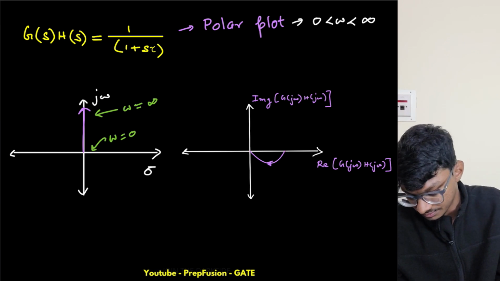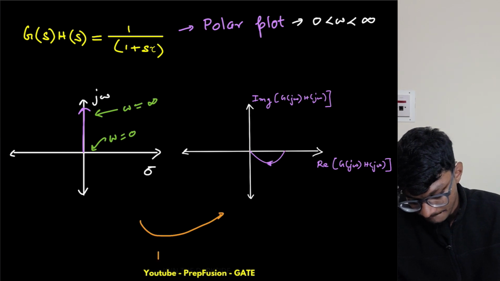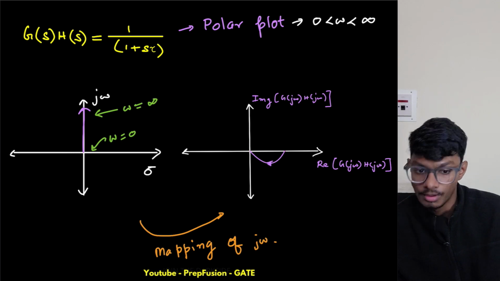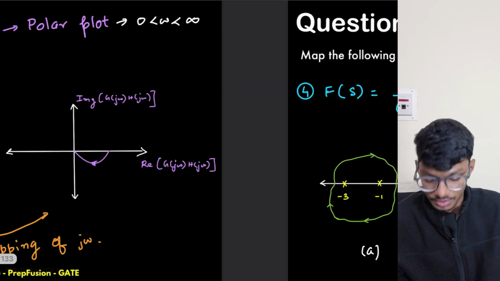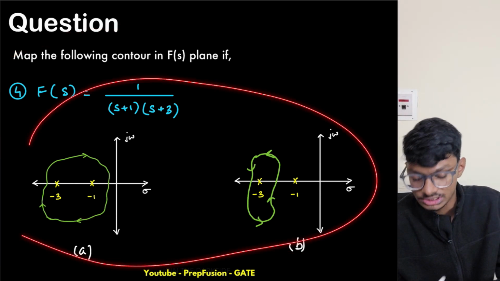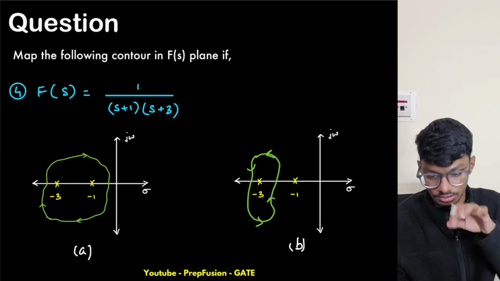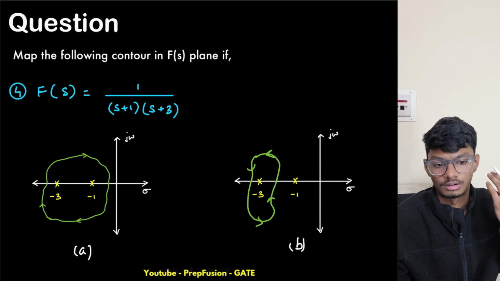So what is this basically? This is mapping of j omega, right? So now let's do few examples. Let's map few contours, and from there your concepts will get crystal clear. So pause the video and try it for yourself, then I will solve all this, right?